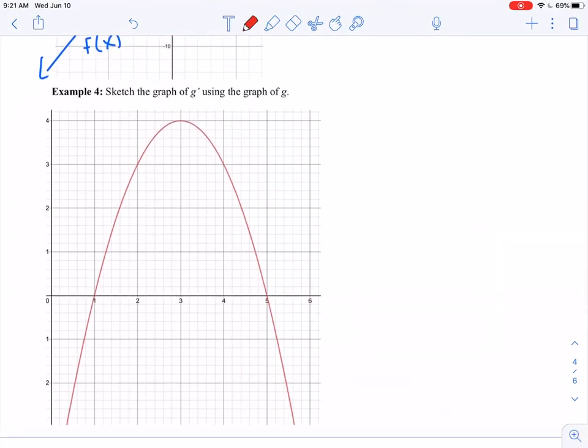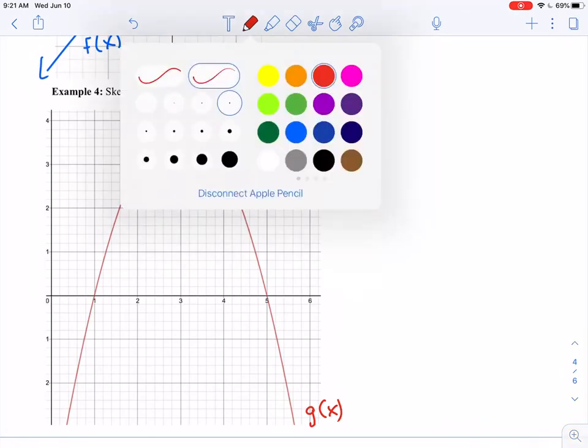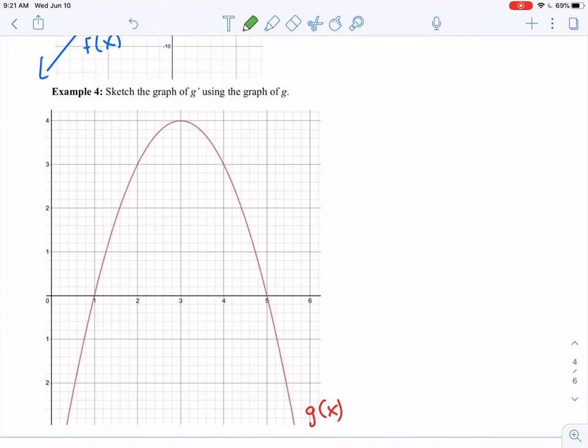So this is the graph of g of x right here. I'm going to see if I can construct the graph of g prime, the derivative. So again, I'm going to look for what my function is doing. This time as I move from the left-hand side, if I start way over here, what's my function doing? It looks like it's going up, so it must be increasing. Where does it stop increasing? It stops increasing right here at x equals 3, where I see that horizontal tangent line.